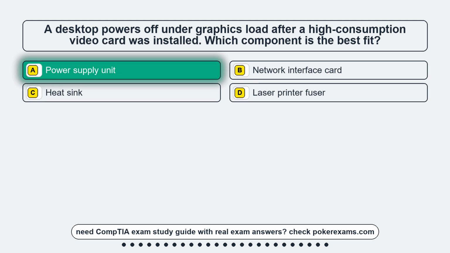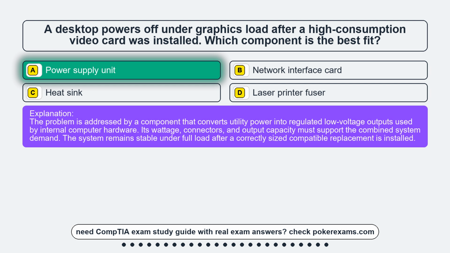The correct answer is option A, power supply unit. The problem is addressed by a component that converts utility power into regulated low-voltage outputs used by internal computer hardware. Its wattage, connectors, and output capacity must support the combined system demand. The system remains stable under full load after a correctly sized compatible replacement is installed.